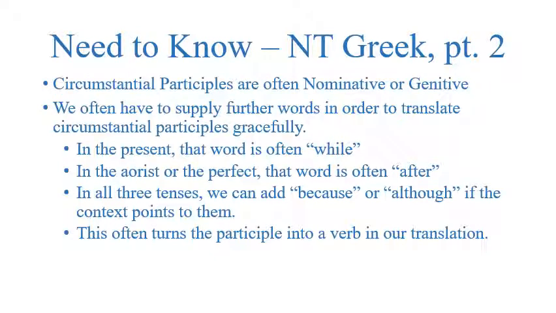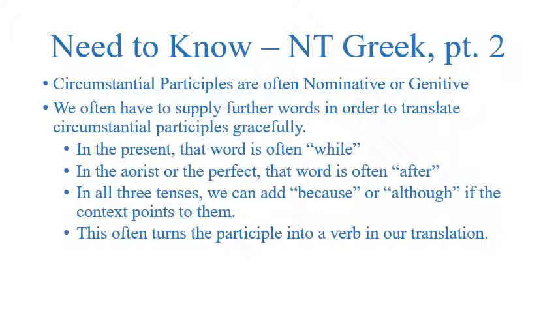Two thoughts on the circumstantial participle. First of all, generally speaking, it occurs in one of two cases, the nominative or the genitive. And we'll actually see that in the aorist tense, it's overwhelmingly in the nominative. Second, I want to look at some of the ways in which we can translate the circumstantial in order to make our translation of the participle more graceful than we've done so far.